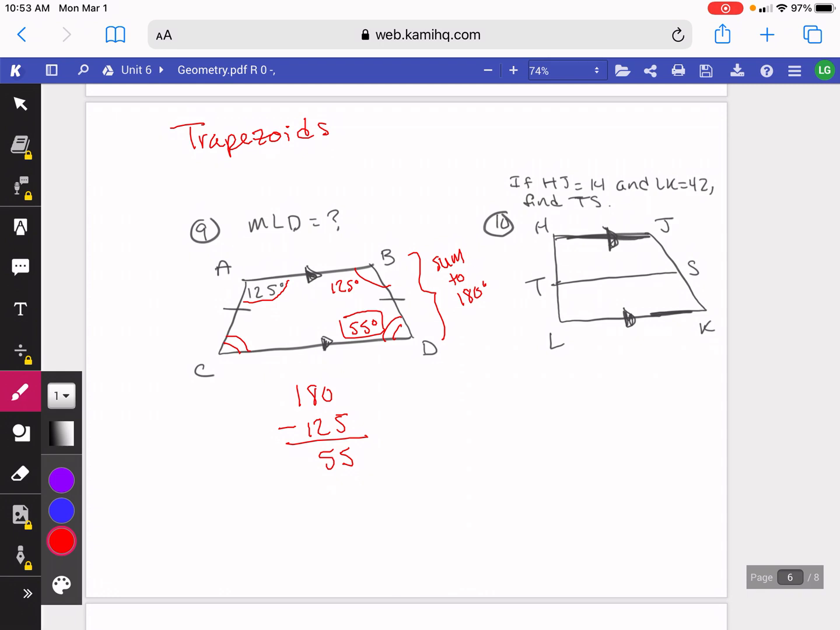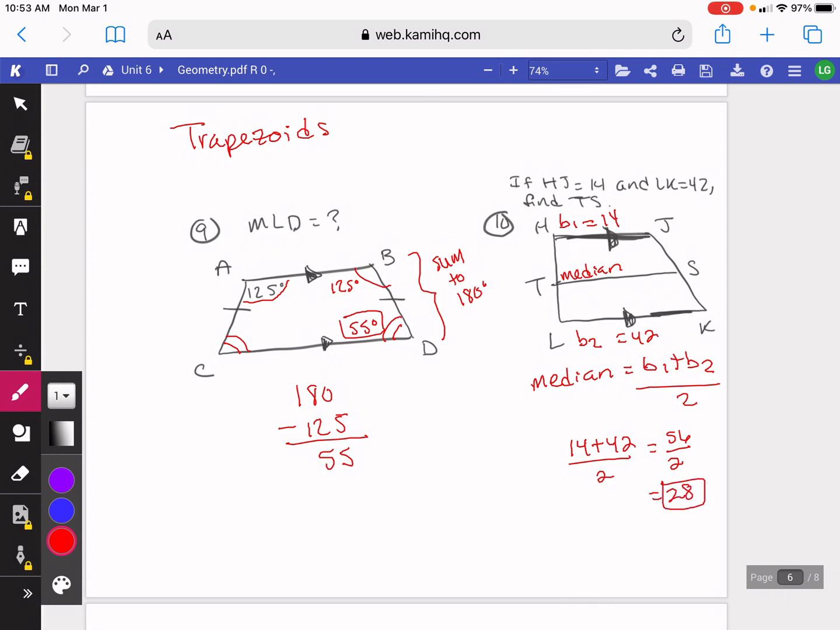In number 10, they want us to find the length of TS, that's the median. So the formula for median is equal to base 1 plus base 2 divided by 2. Here my top base HJ is 14 and my bottom base LK is 42. So I'm going to add those and then divide by 2. That comes out to 56 divided by 2, which is equal to 28 for the median.